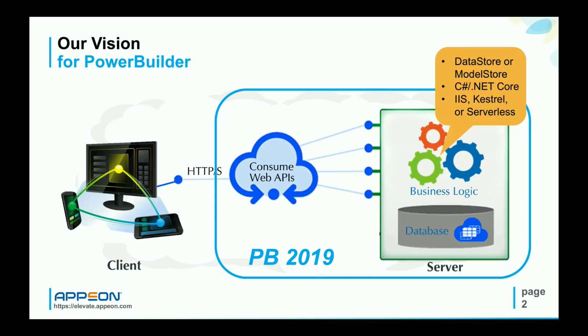So that means you're not only limited to running on Windows operating system. You can take advantage of Kestrel, you could run on Linux, or you could even go with serverless, for example, using Amazon's Lambda. And your business logic will be exposed as REST web APIs to your PowerBuilder desktop app, as well as any other client that you'd like to use that's capable of calling a REST JSON web API.